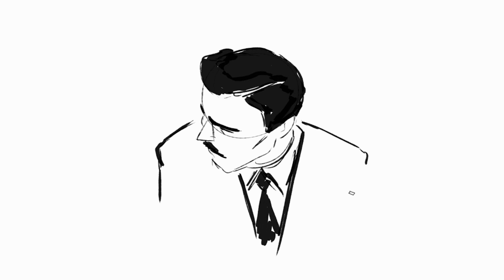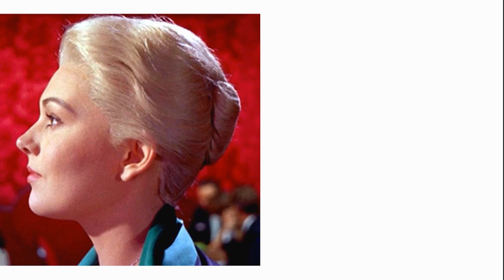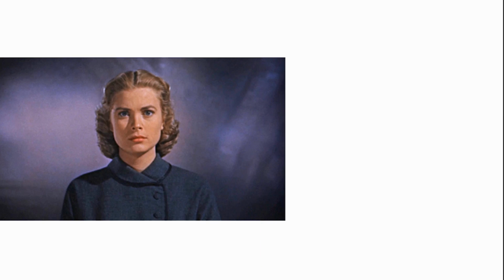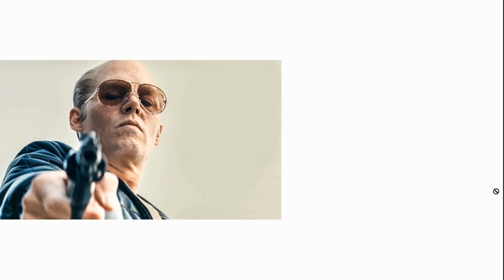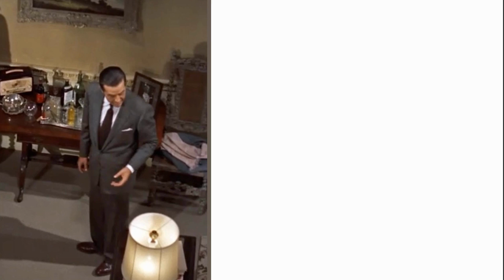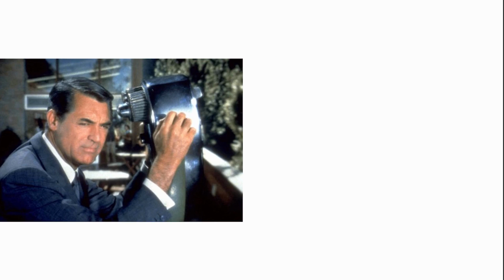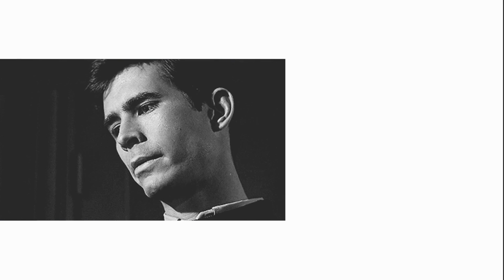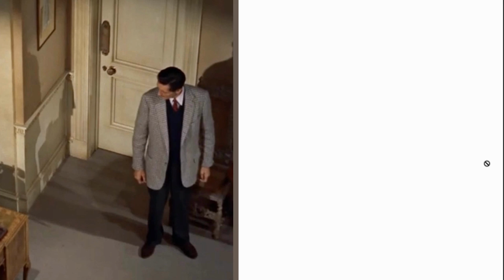The first is a profile. This is an angle that you see a lot in film. The second is a straight on. The third is an up angle. The fourth is a down angle. The fifth is a 3/4. The sixth is an up 3/4. The seventh is a down 3/4. And the eighth and final one is the rear 3/4.